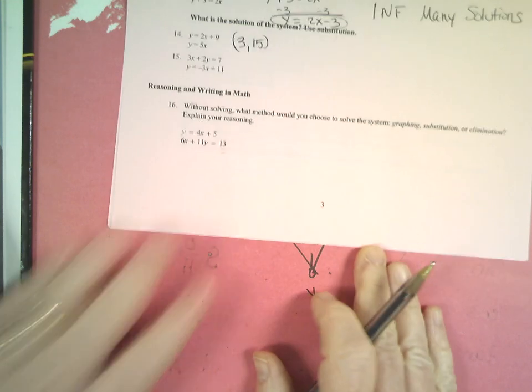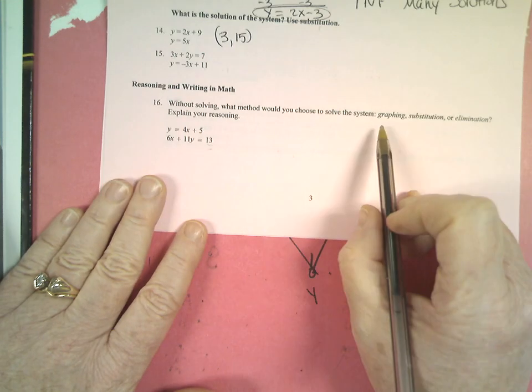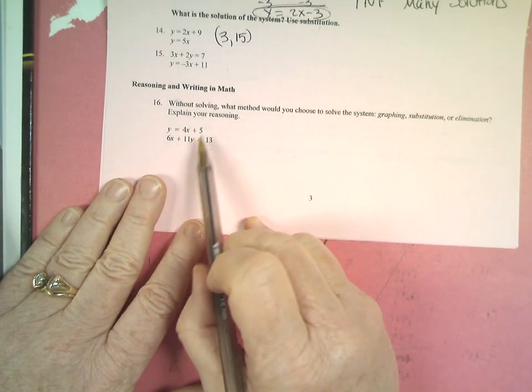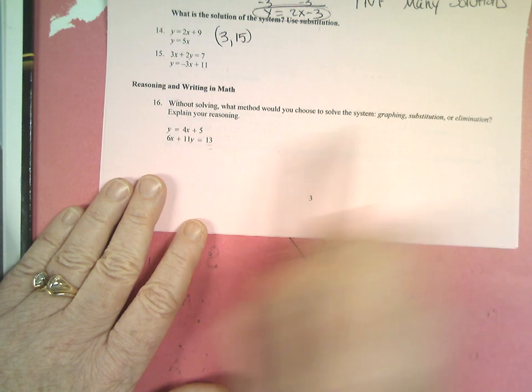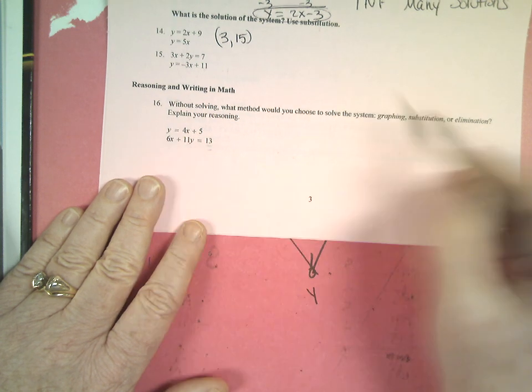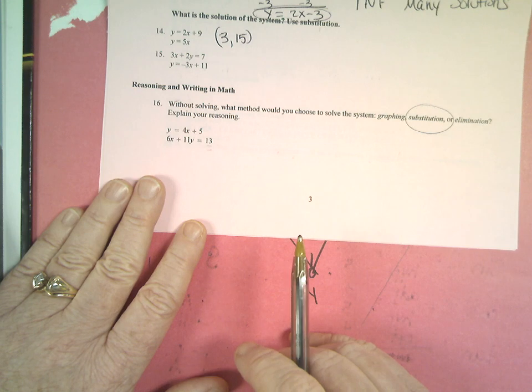16 says, without solving, what method would you use to solve this system? Well, if both of them said y equals, it would be graphing, but that's not the case. But one of your letters is isolated, so I would use substitution.